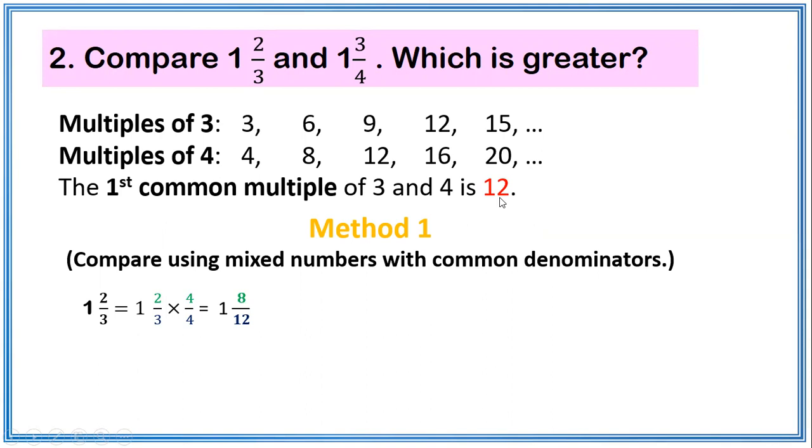Again, their first common multiple is 12, so their denominator must be 12. So we need to multiply 2 out of 3 by 4 out of 4. So this is numerator times numerator, denominator times denominator. So 2 times 4 is equals to 8, and 3 times 4 is equals to 12. So let us just copy the whole number part.